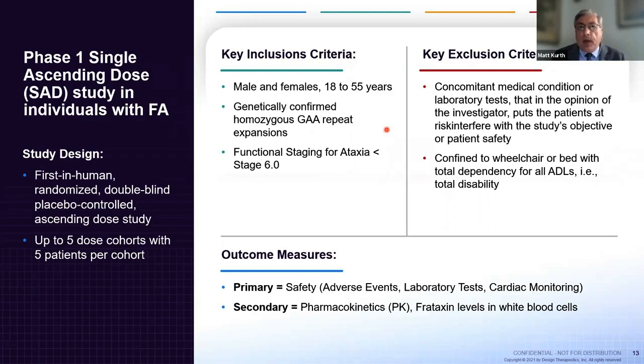Generally, if patients can transfer themselves and safely participate in the study, then they should be eligible for participation. Again, just to point out, the primary outcome will be safety as measured by adverse events, laboratory tests, and cardiac monitoring. There will be a significant amount of looking at the heart function to make sure that patients can tolerate the injection of the medication. And then secondarily, we'll look at the levels of the drug in the bloodstream, as well as the frataxin levels in white blood cells.